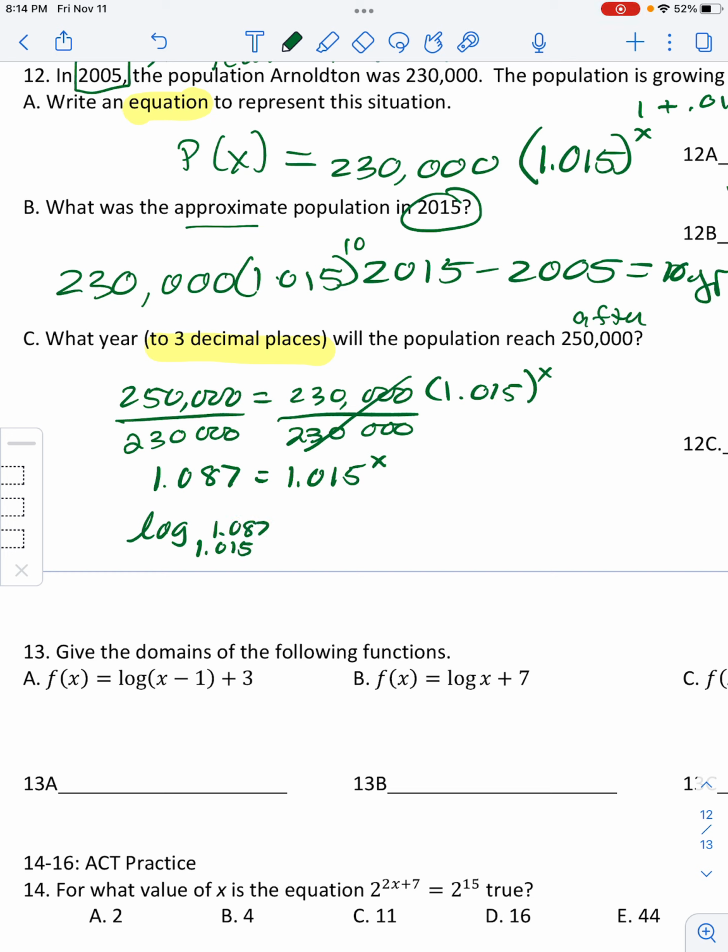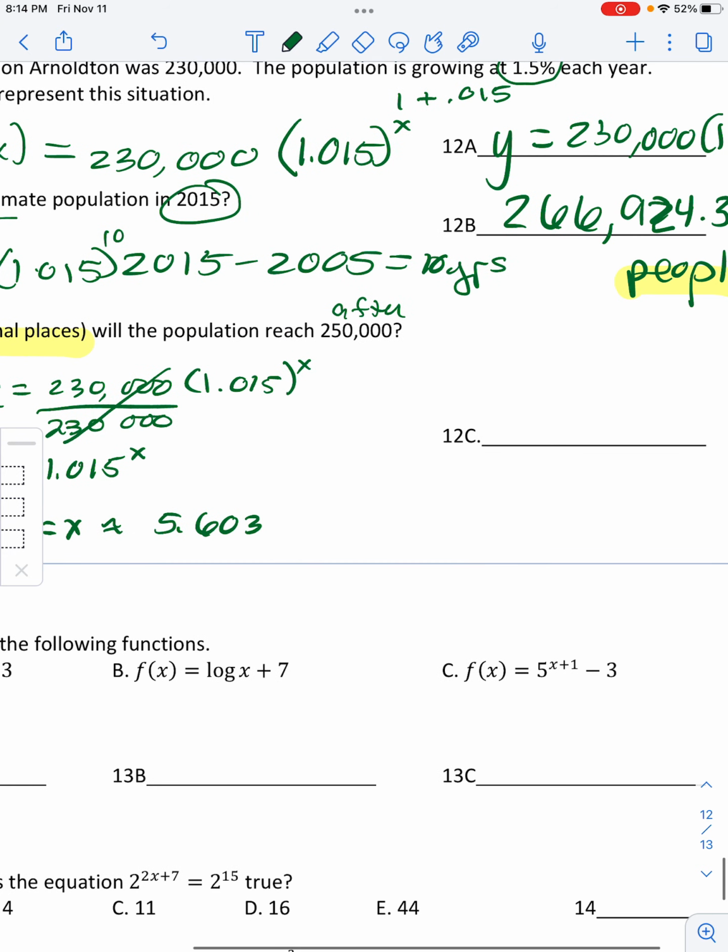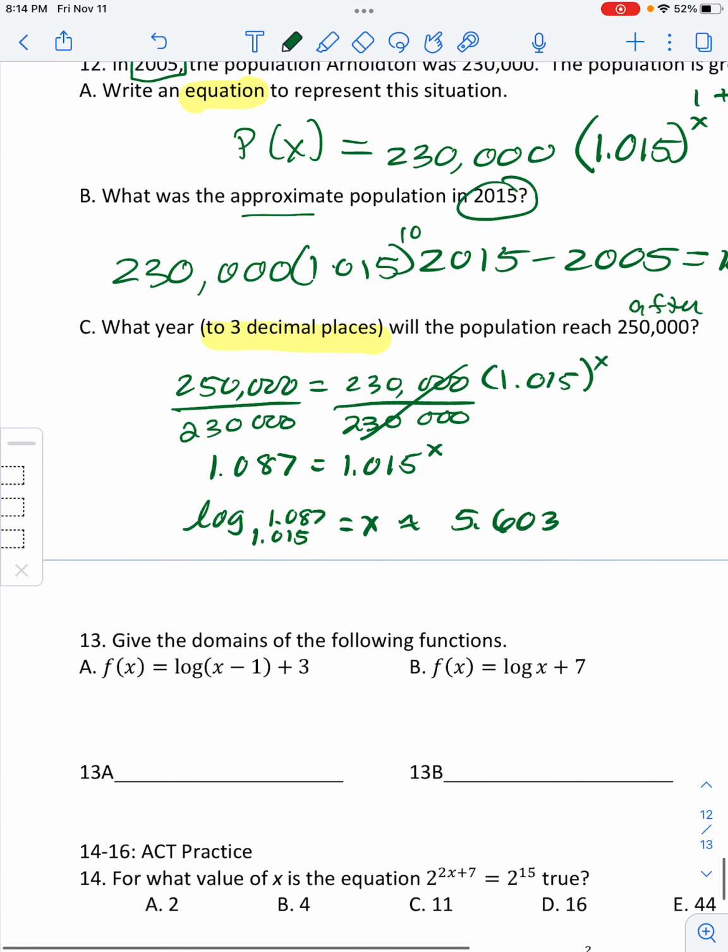If you don't have a calculator that allows you to plug it in, you have to do log of 1.087, close the parenthesis, and divide by log of 1.015. I'm at home, and at home I have one of those fancy ones that does that for me. That's going to equal x, because that's going to be the power. So when I did that, my estimate was 5.603.